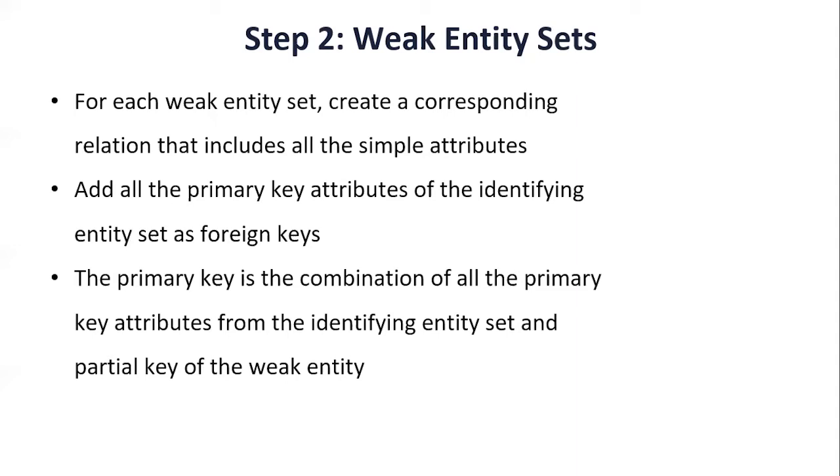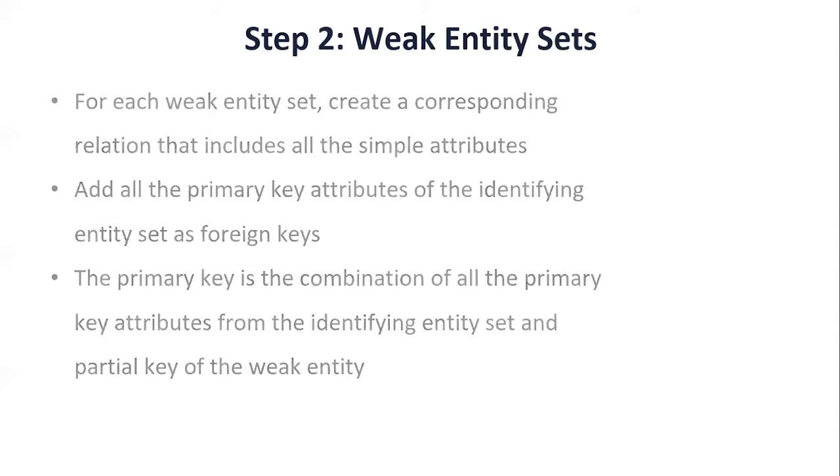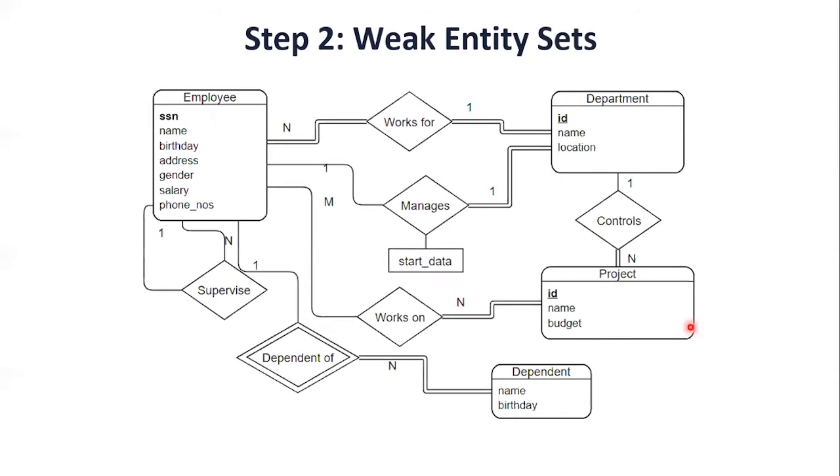And the primary key for the weak entity set's relation will be the combination of all the primary key attributes from the identifying entity set, which we included as foreign keys, plus the partial key or the discriminator of the weak entity set. So let's check our ER diagram. So we know this dependent entity set is a weak entity set identified by the relationship of dependent using the strong entity set of employee. So this is the identifying entity set for the dependent.